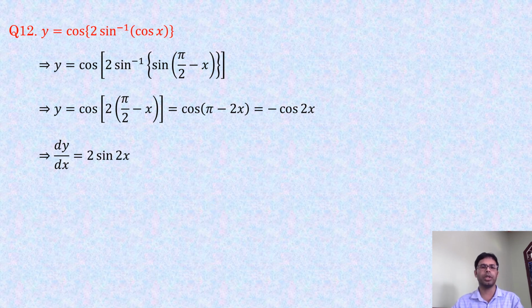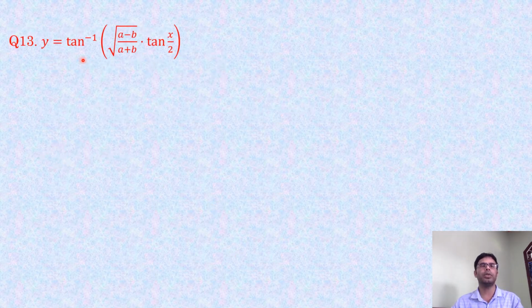So we take another question, y is equal to tan inverse of this function. Now here you see this inner term, it is not possible to simplify this function in terms of tan, because here the root over a minus b divided by a plus b is a constant in front of tan, so there is no way to write this total term in terms of a tan function. That is why here you have to use the direct formula of differentiation of tan inverse x.